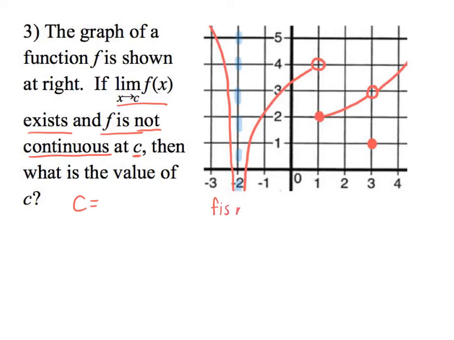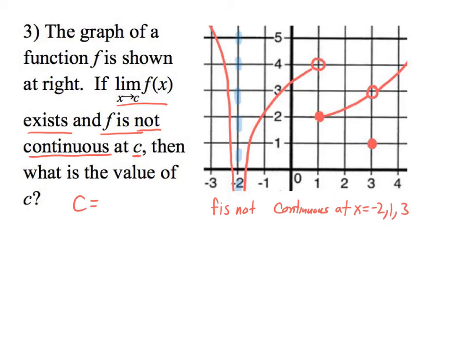So f is not continuous where? At x equals, well, it's not continuous here. It's not continuous here, and it's not continuous there. So those three spots, x equals -2, 1, and 3, are the three spots where f is discontinuous. Next, we want the limit existing. So where does the limit not exist might help us, because we know the answer is one of these three.